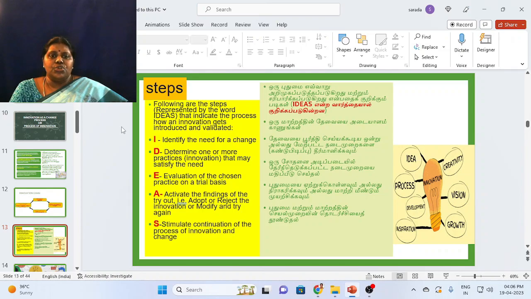Next, we will see the process of innovation. The following are the steps that indicate the process of innovation. The first step is to identify the need for a change. The second step is to determine one or more practices that may satisfy the need. The third step is evaluation of the chosen practice on a trial basis. Next, we activate the findings of the tryout, that is, adopt or reject the innovation, or modify and try again. The last step is to stimulate continuation of the process of innovation and change.